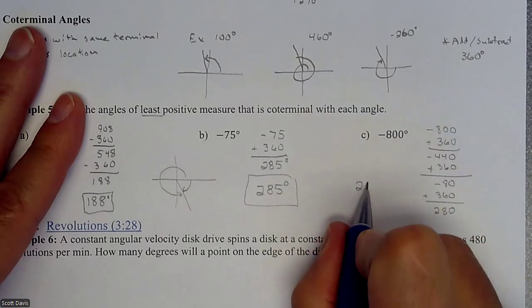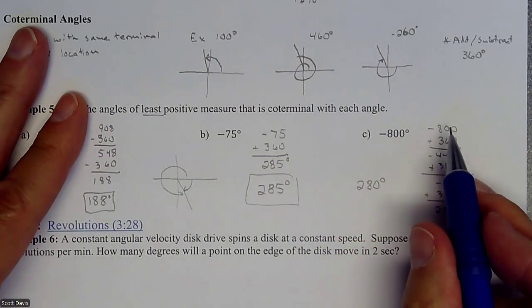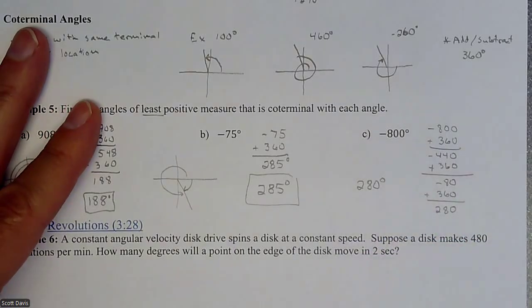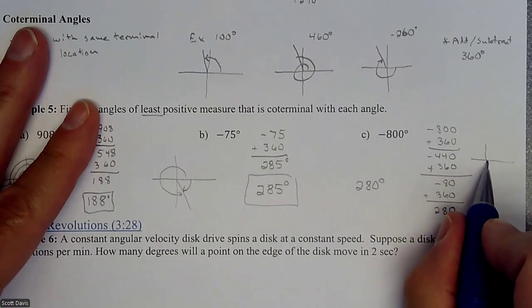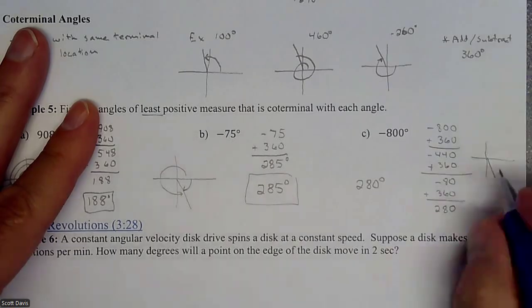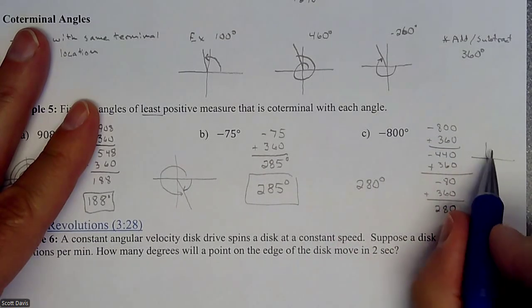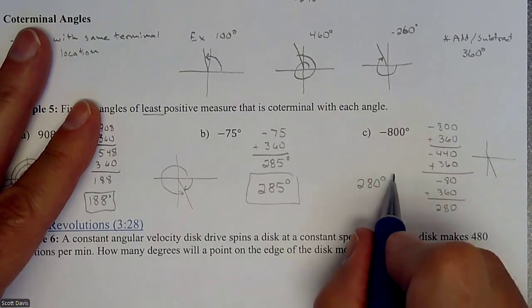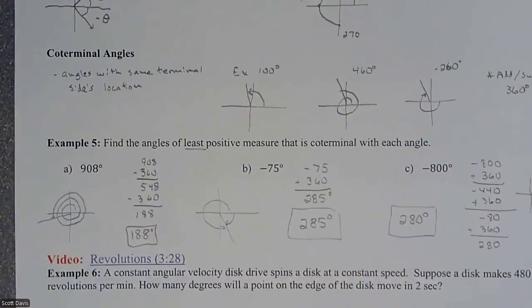So 280 degrees is the exact same idea, just not in the negative direction, but it would end in the exact same spot. So we could draw it. 280 is going to be somewhere past the 270 mark. If we went negative 800, we would just swirl around a couple times and get to the exact same terminal spot. So that was talking about and dealing with some coterminal angles.